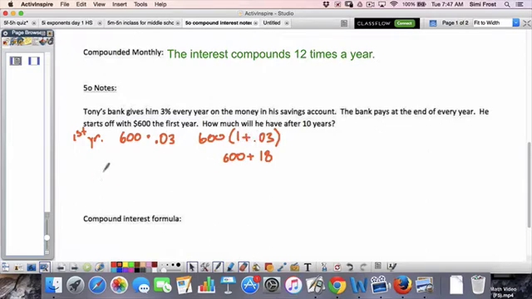Okay, so I'm going to clean all this up, and I'm just going to go down. I'm going to erase this, but if you've already written it out, you can write below it. Really, he's doing 600 times 1 plus 0.03, which would be 1.03. So times 1.03. And when he does that, he gets $618 that first year. Then his second year, it compounds.